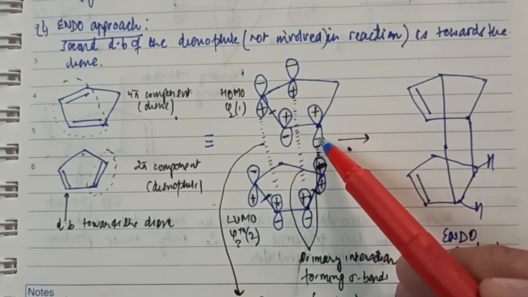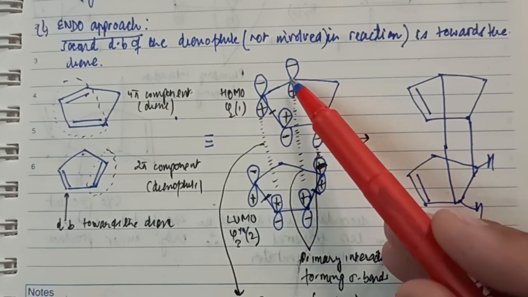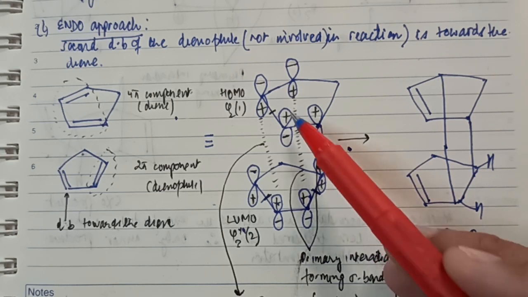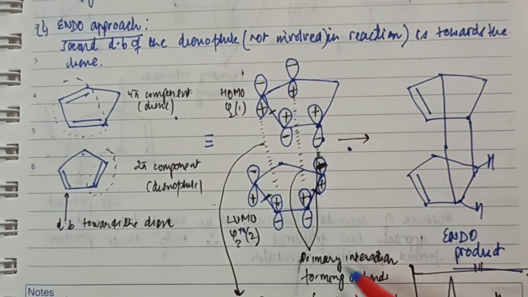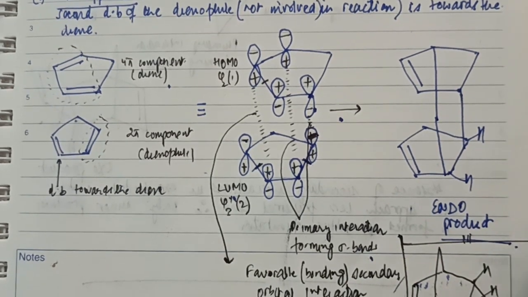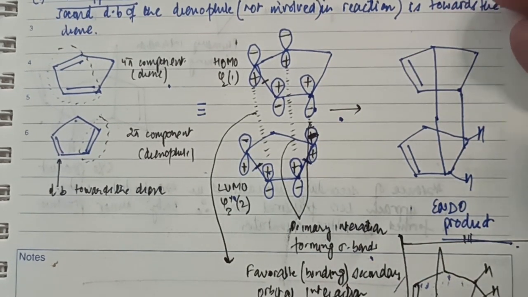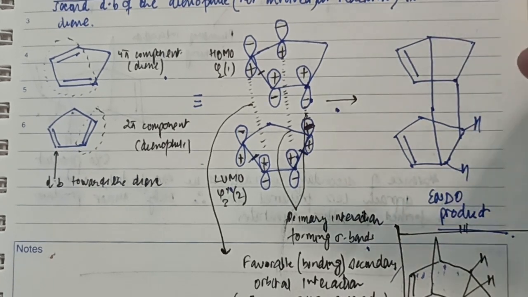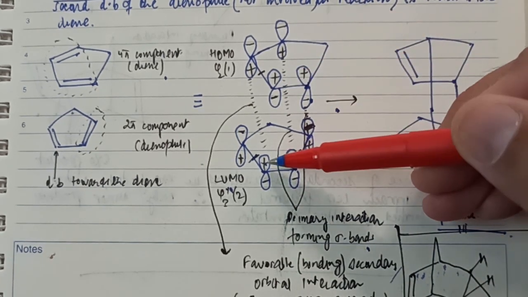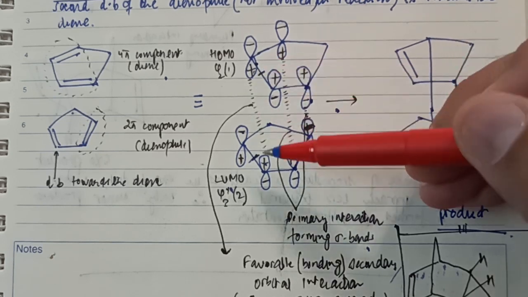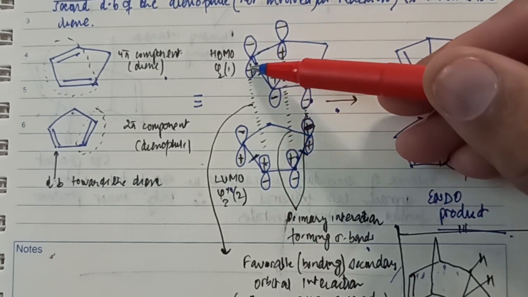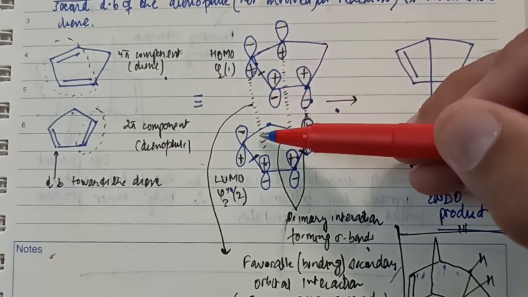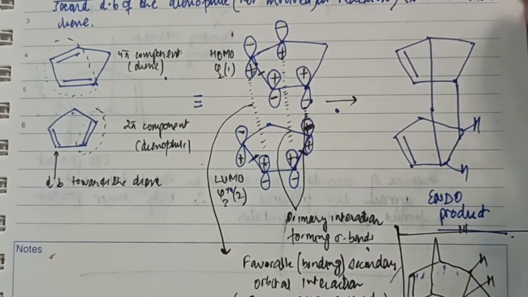The bond formation has to take place between this and this carbon atom and this carbon atom. The interactions which we are showing are primary interactions, and primary interaction would lead to the formation of sigma bond. However, if you look at the other picture, that is the secondary interaction, then you can find that this lobe and this lobe are having the same signs. Even though they are not in bonding distance, they are away from one another, still they have some kind of an interaction which can stabilize the system.